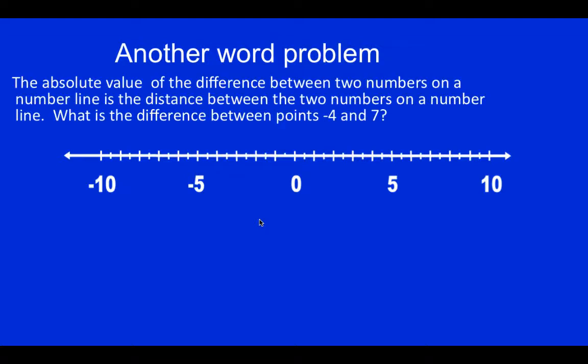Another word problem. The absolute value of the difference between two numbers on a number line is the distance between the 2 points on a number line. What is the difference between -4 and 7? The answer is D. The absolute value of -4 minus 7 gives you 11.